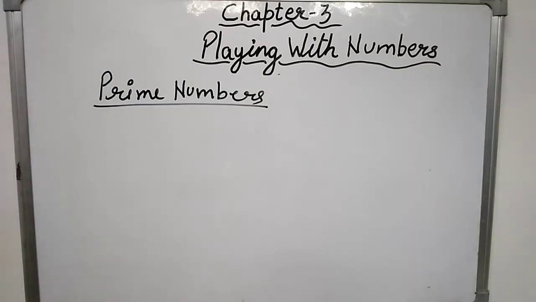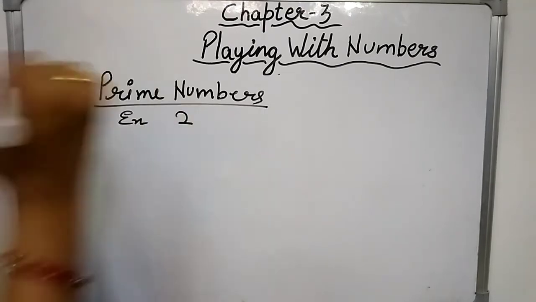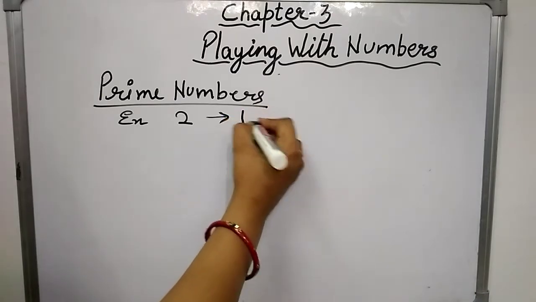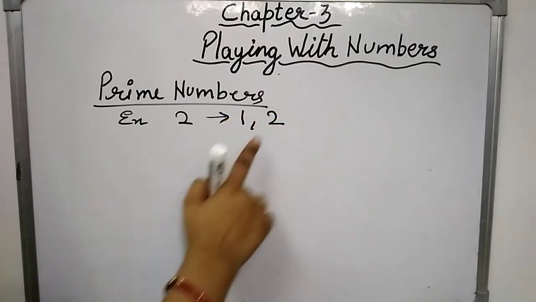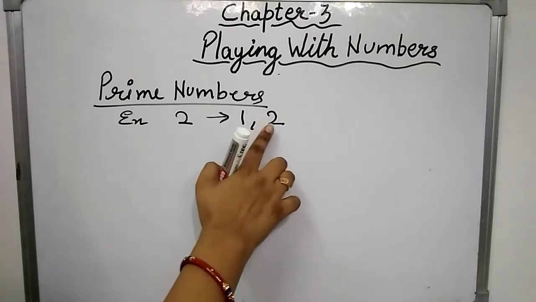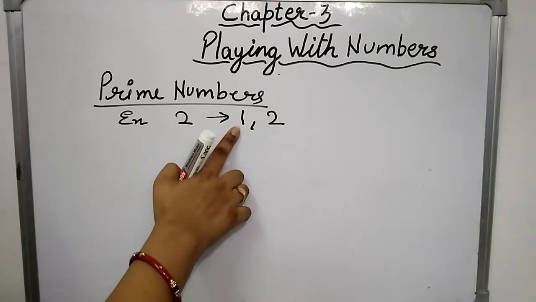Prime numbers are those numbers which have only two factors. One is the number itself and the other factor is the number 1 only. For example, find the factors of number 2. Number 2 has only two factors, 1 and 2. So we can see one factor is the number itself and the other factor is number 1.